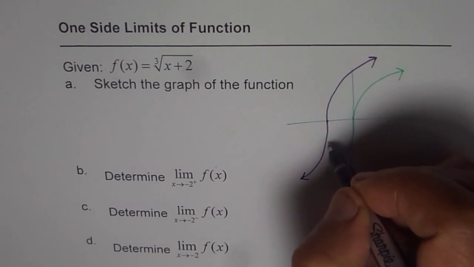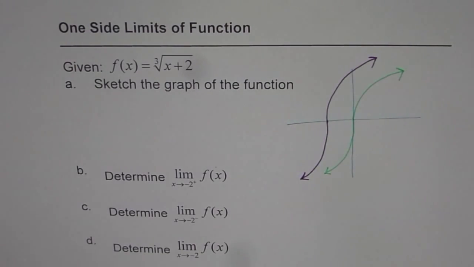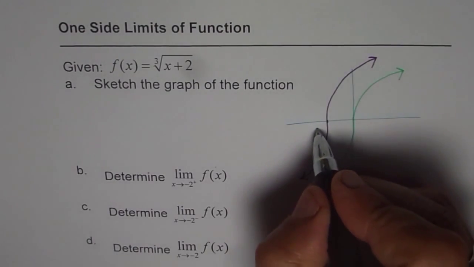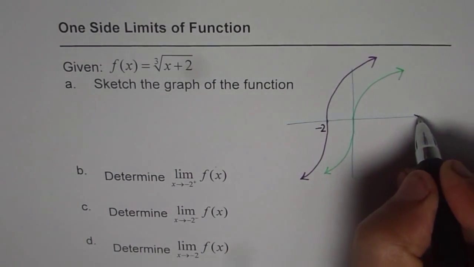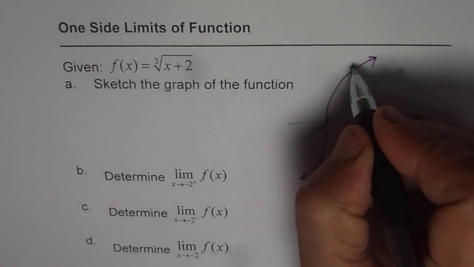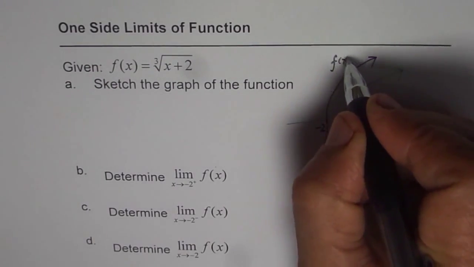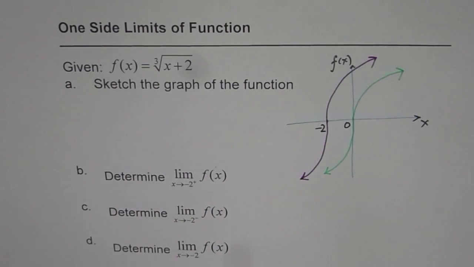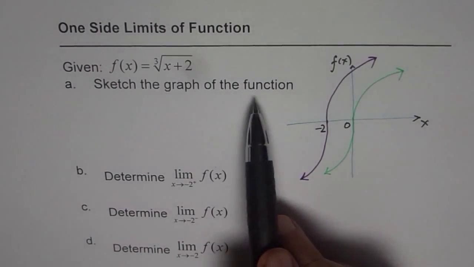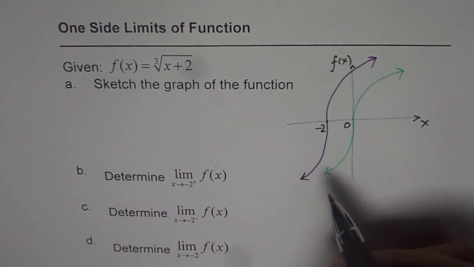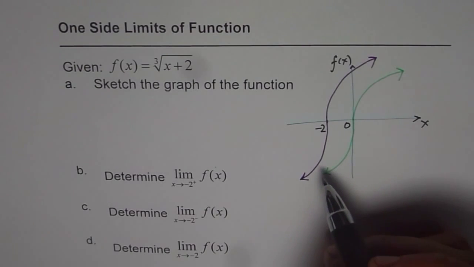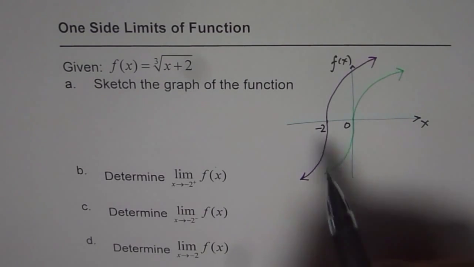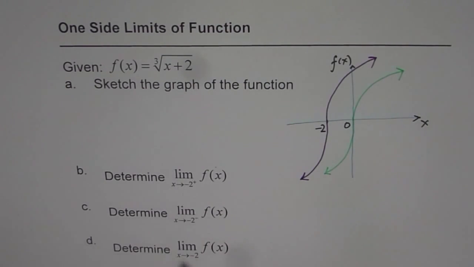So that is the function. And here, this point which we are considering is minus 2. So that is the x-axis, and this is our function f of x. f of x is cube root of x plus 2. That means cube root function translated 2 units to the left. So that is part A, sketch the graph of the function, right? Now, the thing is that we need to answer all these questions.